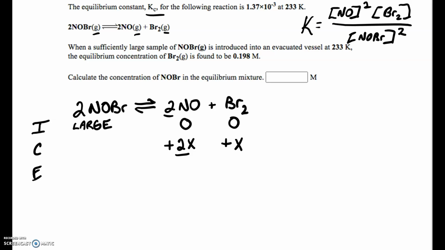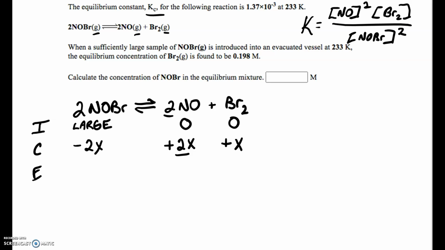And remember that we use our coefficients to express x. So we're going to express our change with x and use our coefficients, because that means that for every 2 NOBr that react and decompose, we're going to produce 2 NO and 1 Br2.